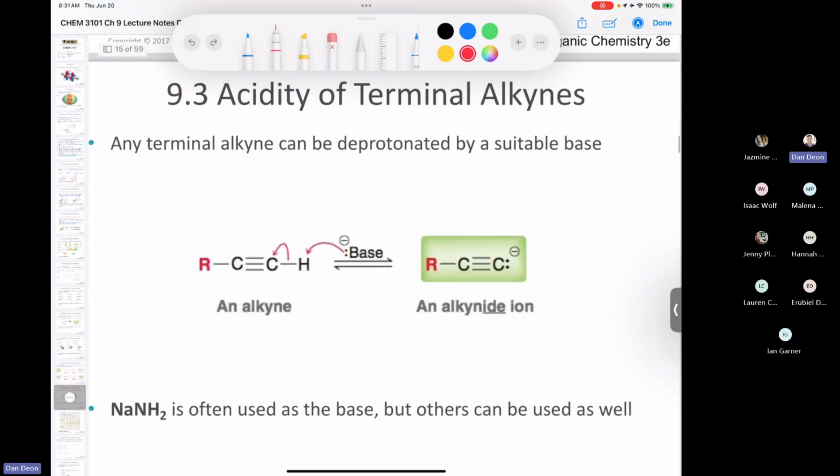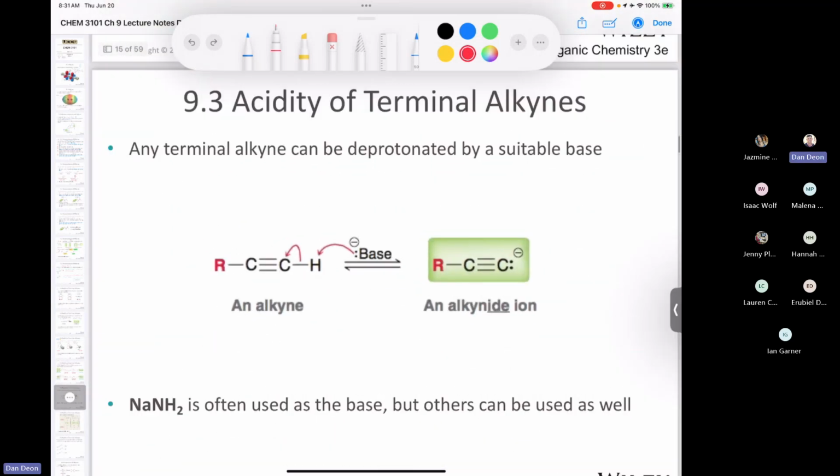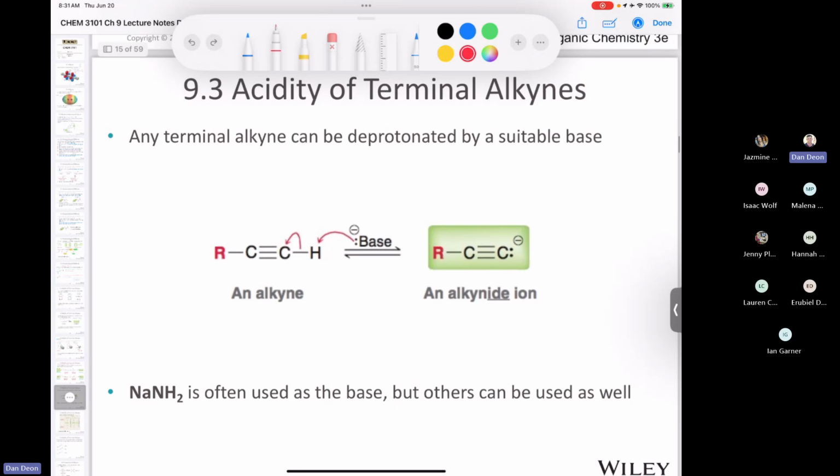And so our take-home message is whether you want to make an acetylide or an alkynide. So we've gone over acetylide, which is this. You treat it with a base, and you end up with acetylide. Or if you have a terminal alkyne, you get an alkynide.